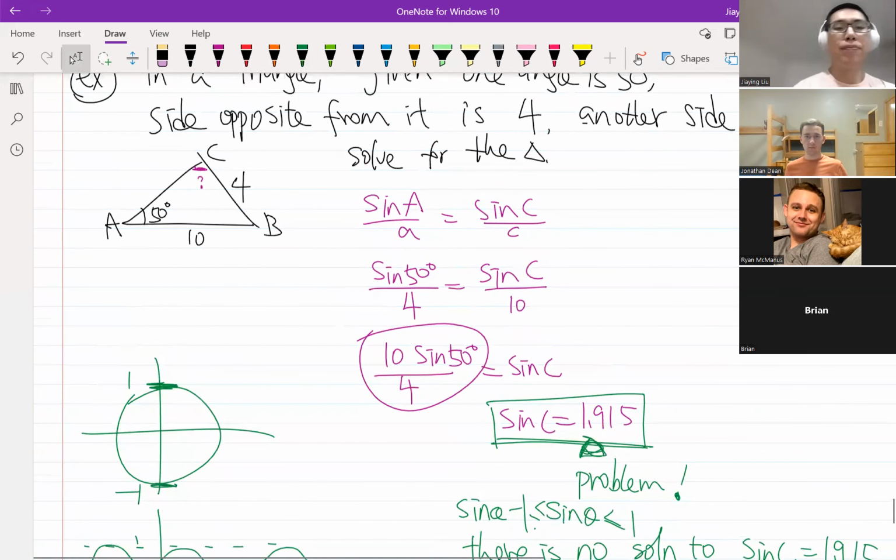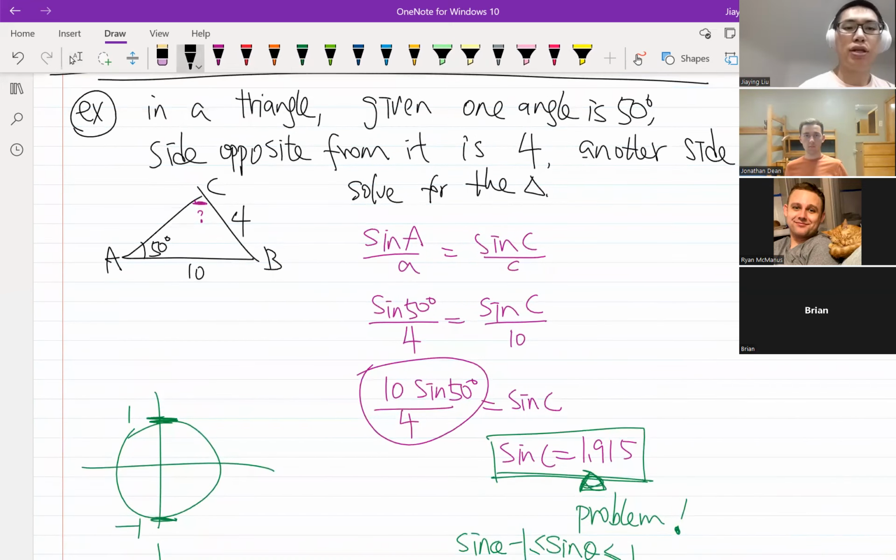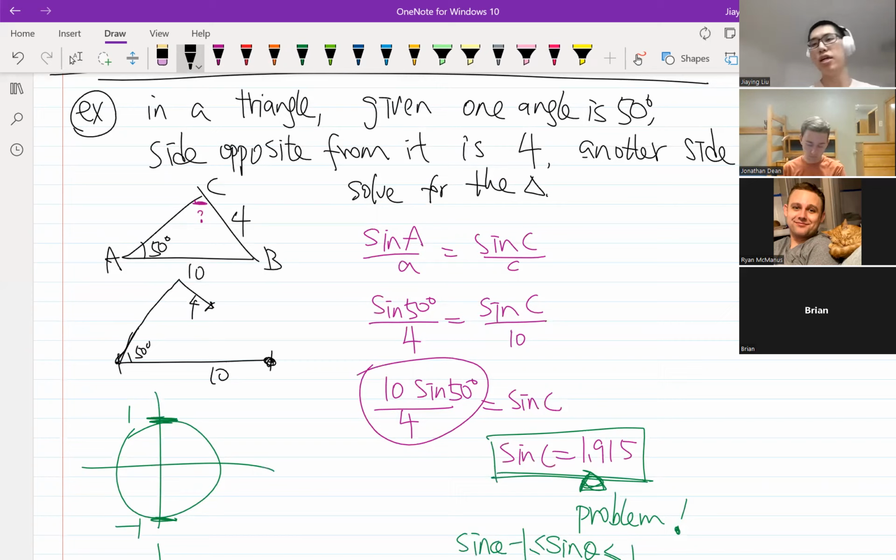What happened is that if we go back to the actual diagram, let's just say this is 10, and this is the angle 50 degrees. I don't know how long this side is, but let's say this is the full side. The full side is never going to be able to reach the 10. If we extend it, it's just not going to reach the end of that 10 units. It's not long enough to make a triangle.